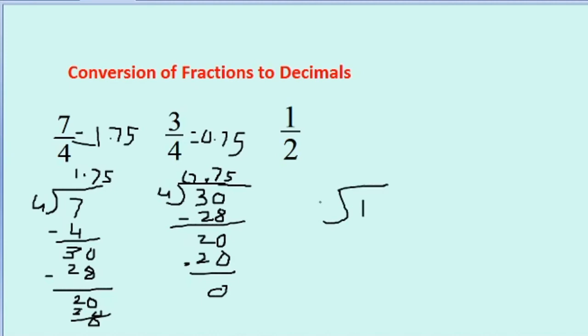Okay, 1 divided by 2. 0 point, because 1, the dividend, is less than 2. 0 point, and write a 0 here. 2 5s are 10. 10 minus 10 is 0. Okay, remainder is 0. Answer will be 0.5. Okay, understood this? It's easy.